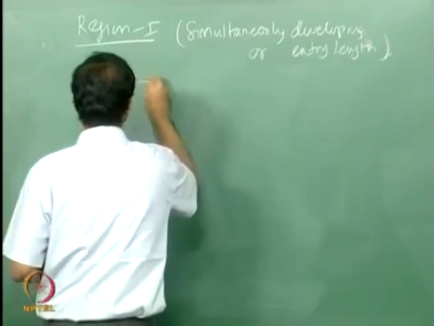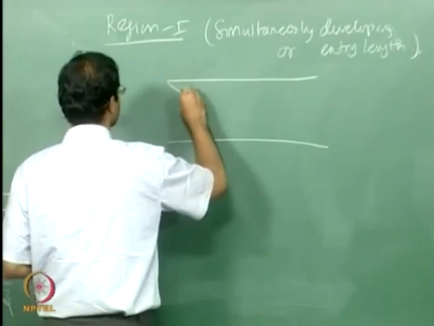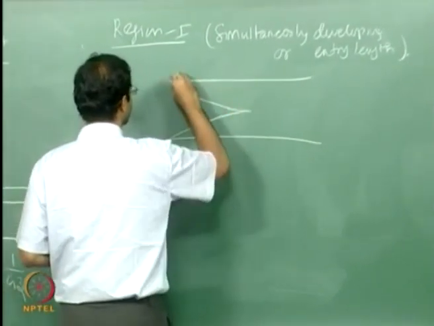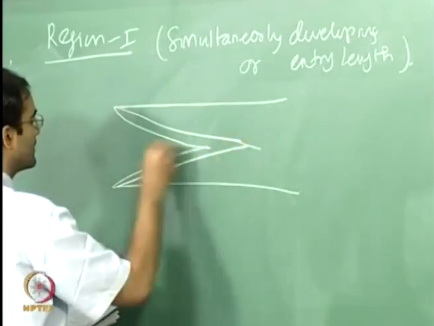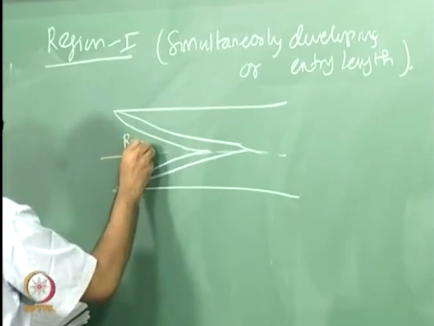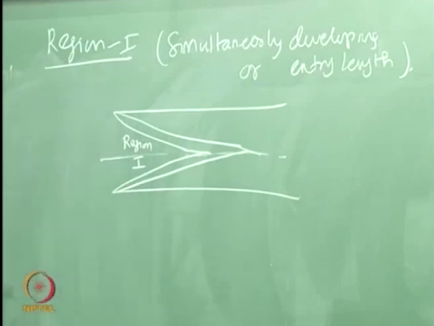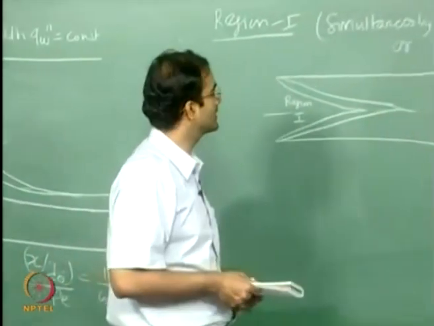So this is your region in the duct where your hydrodynamic boundary layer is developing, your thermal boundary layer is also developing. Okay, so this is your region 1, where both are developing. So that's why it's called simultaneously developing or simultaneous entry length.